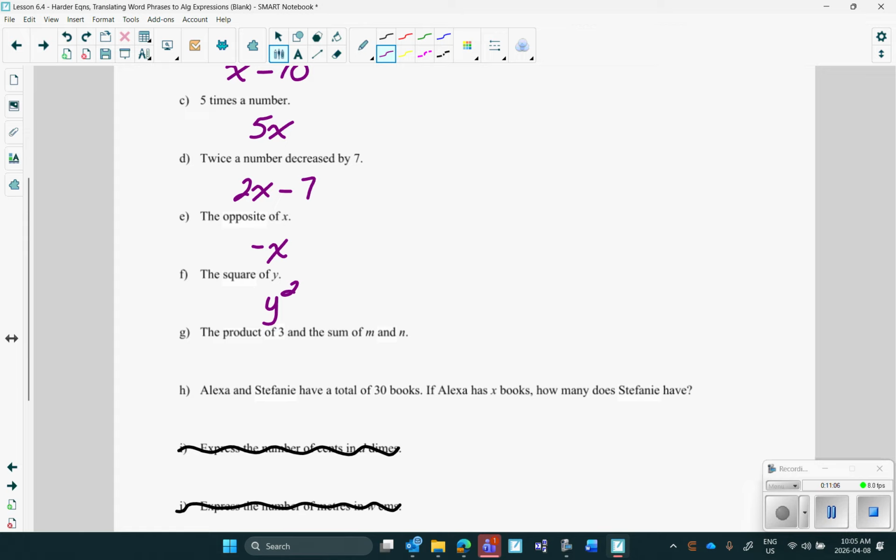Okay. This one, it's important how you read it. The product of 3, pause, and the sum of m and n. So you have to do m plus n first, and then you have to times by 3. How would we show that? The sum, m plus n, I've got to do that first. What symbols do I use? Parentheses. And then times that by 3. Where would I put the 3? At the front. Yeah, good. So that one you need parentheses. I think I need to make that one a little bit clearer next time.